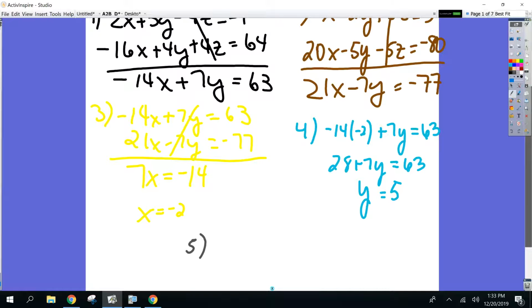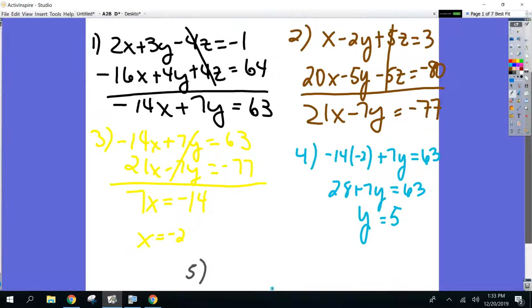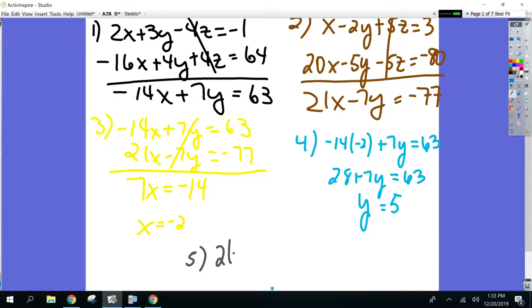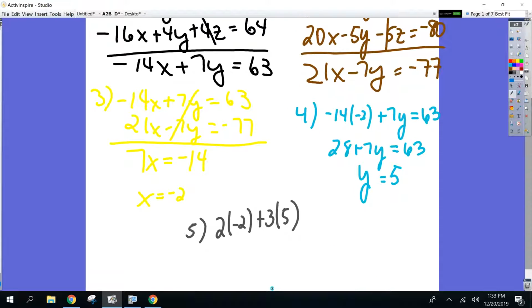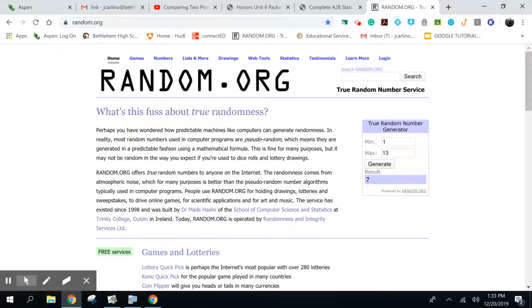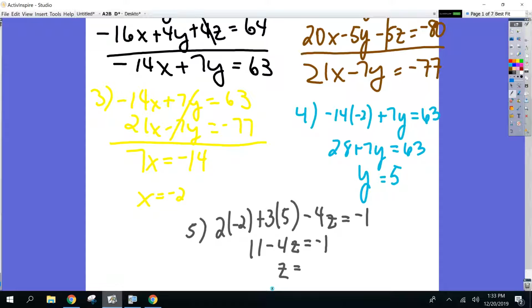All right, I got to go back up there. 2, 3y. So 2 times -2 plus 3 times 5. What's the deal with the z? Minus 4z. All right. Again, take your time. 7, take your time. I'm ready.